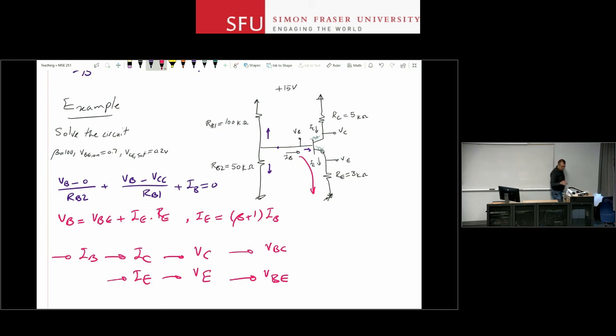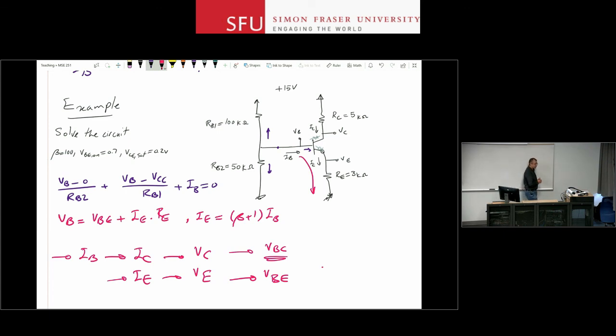You assume active, so VB is assumed to be larger than the turn-on voltage of a diode, but this one you have to check. You want to make sure that that diode is off. So that's one way of solving it, which is all good, and there's no problem with that.